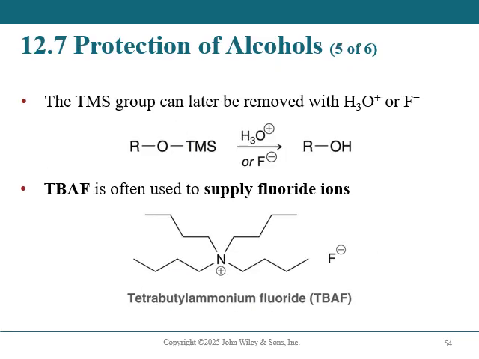Once you are done with your Grignard reaction, you need to remove the TMS, and that can be done with either hydronium or with fluorides. That will leave you with the corresponding alcohol. TBAF, the molecule right here, tetrabutyl ammonium fluoride, is typically used as your fluoride ion supply.